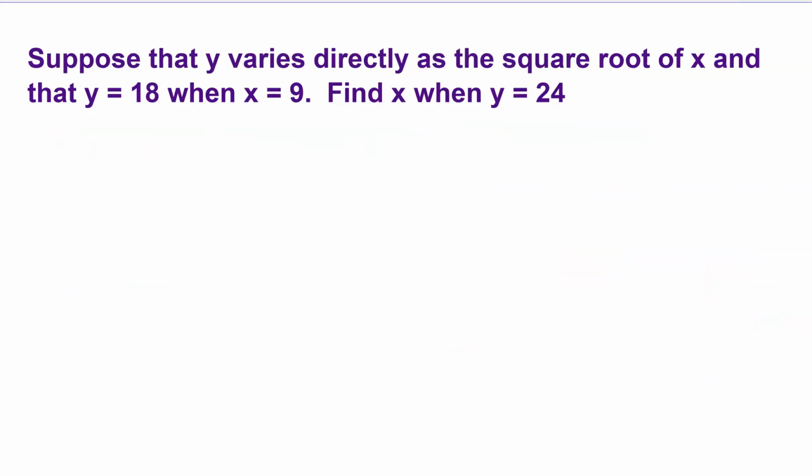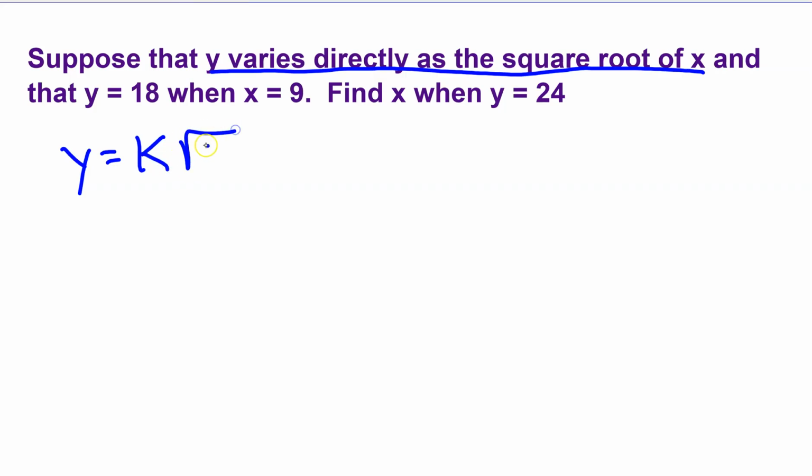Okay, so let's take a peek at these. Suppose that y varies directly as the square root of x. Let's just look at that part right there. So y varies directly as the square root of x, so the square root of x is going to go there. That's the first part. I want to see the work for that. If that's all you know, you're going to get something for this.